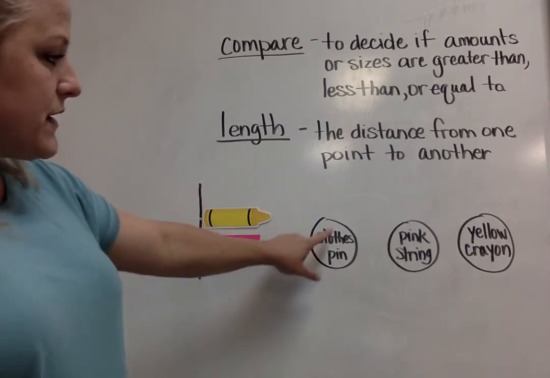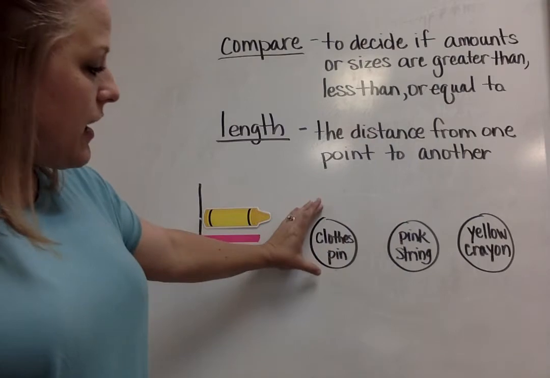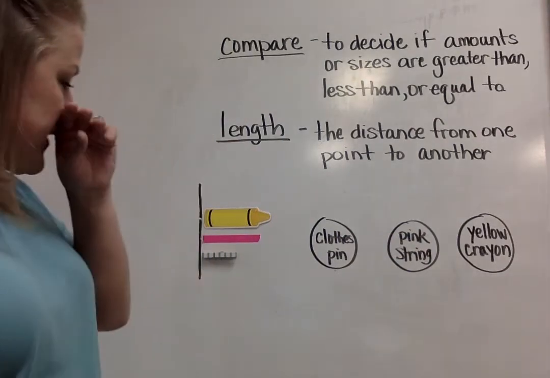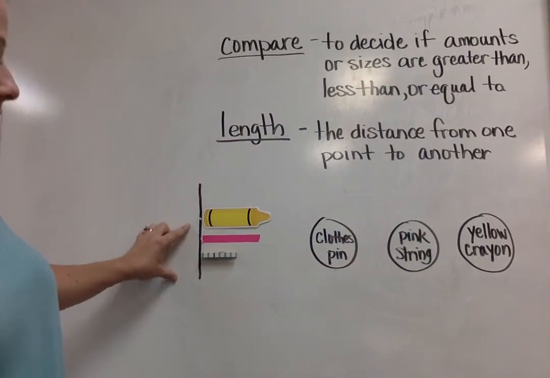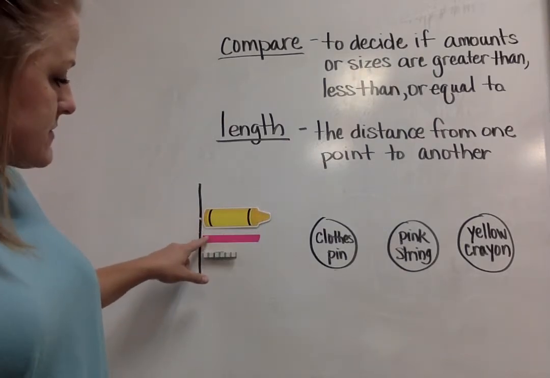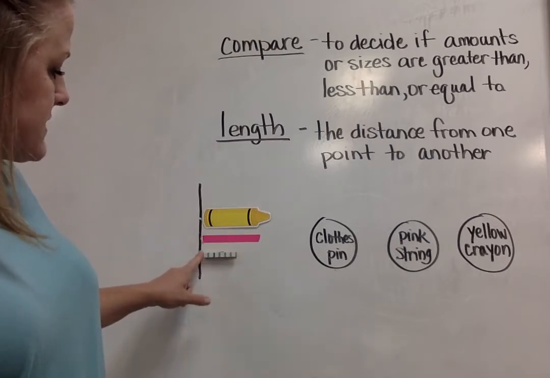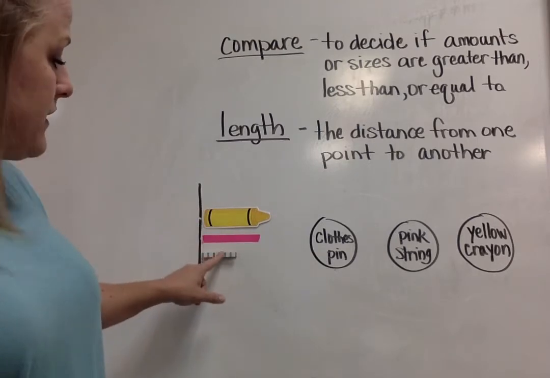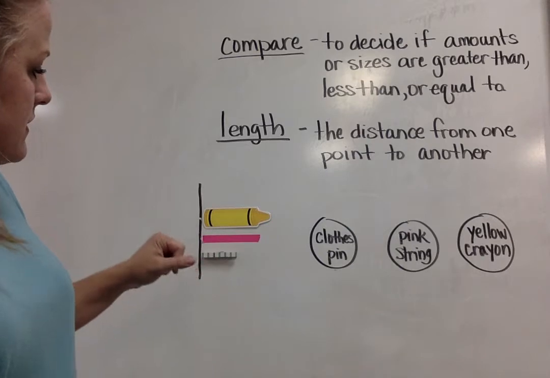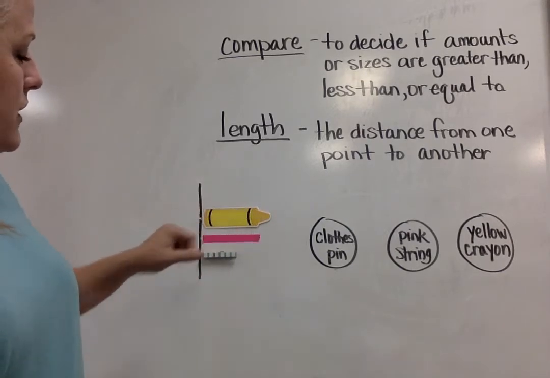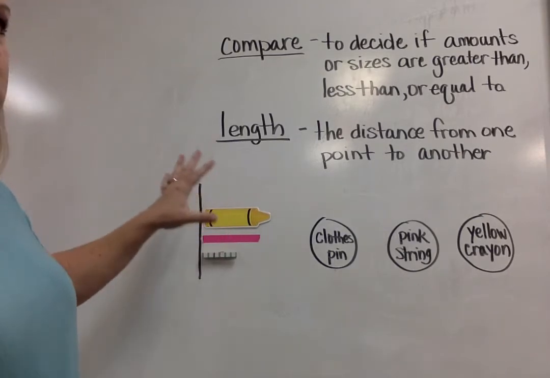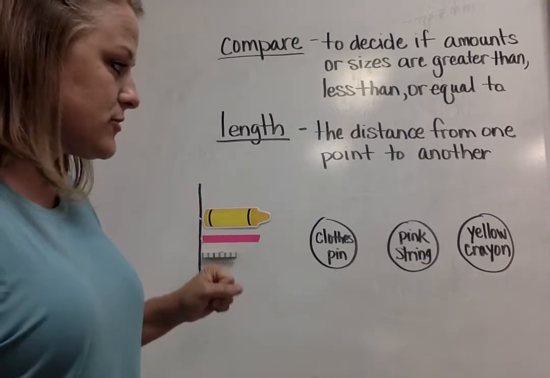Now, I put a clothespin. This is going to be a diagram in just a second. A clothespin, and I put pink string, but this is pink tape, pink string, and then my yellow crayon. Now, I'm going to compare all three of these. If I'm just going to look at it and talk about what I see, my yellow crayon is longer than my pink string. I can see that the shortest thing on here would be the clothespin. The pink is longer than my clothespin, but the pink is shorter than the crayon here. So there's lots of things happening. My crayon is longer than my clothespin. There are lots of different ways that I can compare these three items.